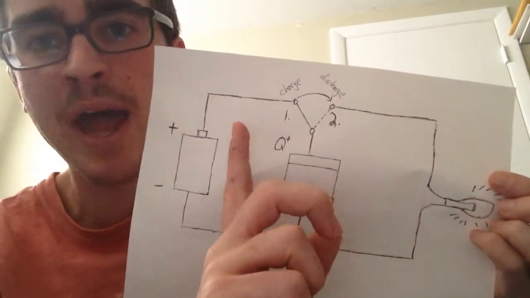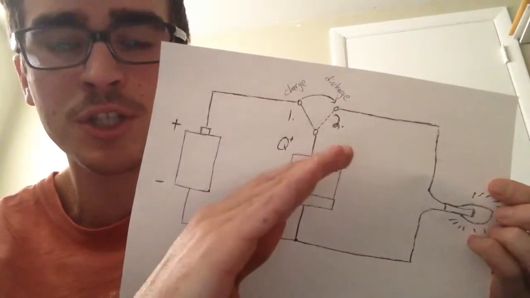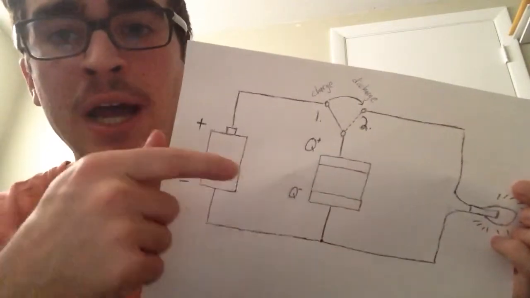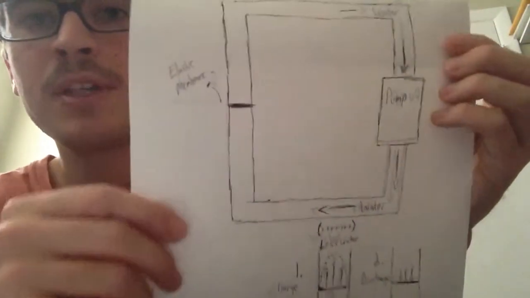The switch switches back and we start the charging cycle again. We do this over and over again, charge, discharge, until either the capacitor dies or the battery runs out of juice. And for this video, we'll just talk about the battery running out of juice before the capacitor dies. So now there's a couple things we have to imagine.